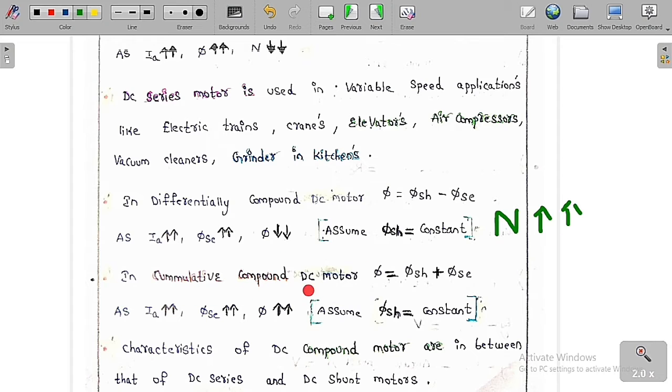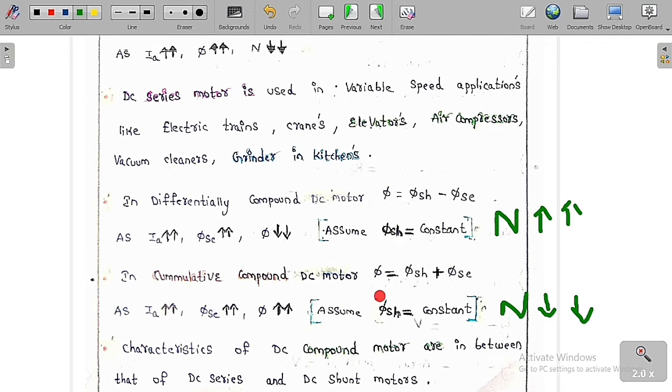Whereas in the cumulative compound DC motor, the resultant flux is equal to shunt flux plus the series flux. As the load increases, then IA increases. So as load increases, the current IA increases. So series flux increases. So therefore the overall flux increases. So therefore we are going to assume the shunt flux is constant. So as the resultant flux increases, the speed will decrease here. So therefore it is vice versa of the differentially compound DC motor.